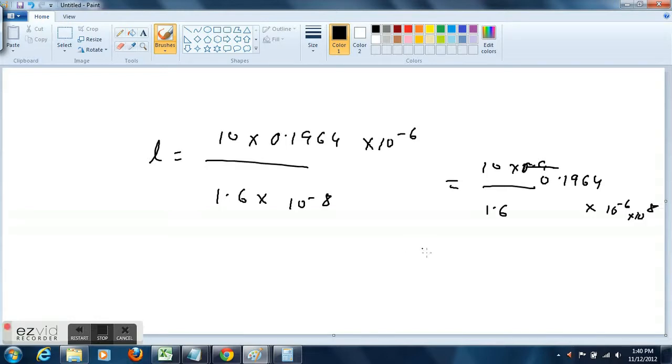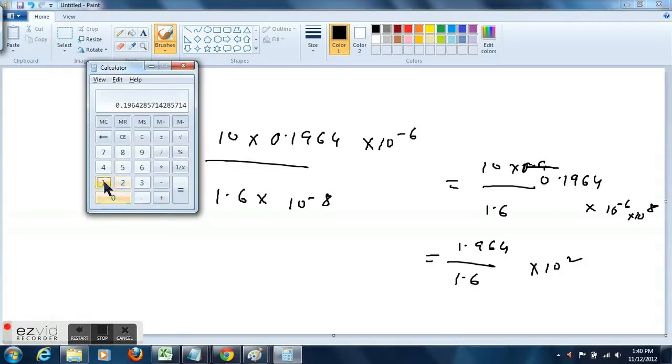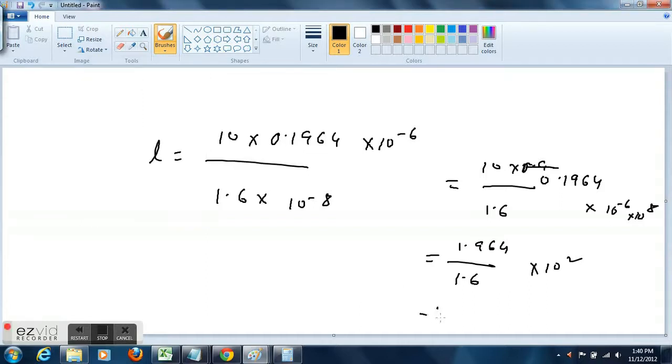Now 10 into 0.1964 will be 1.964 and divided by 1.6 into 10 to the power 2, since 10 to the power minus 6 and 10 to the power 8 becomes 10 to the power 2. Now 1.964 divided by 1.6 will come to 1.227 and multiplied by 10 to the power 2 will become 122.7 meter. So this is the length of the copper wire.